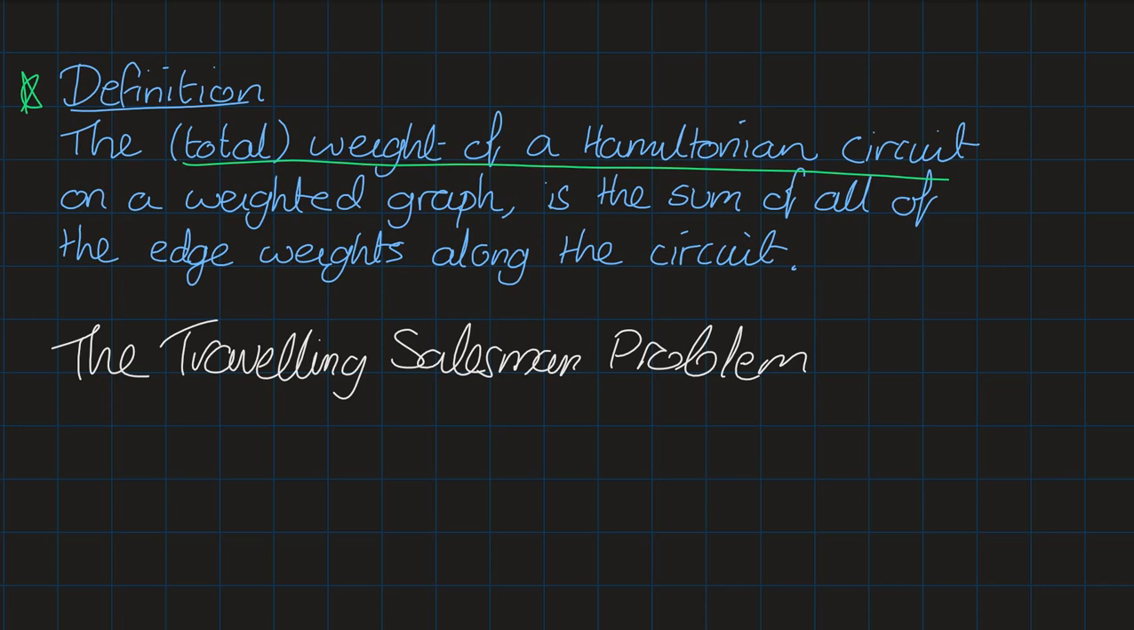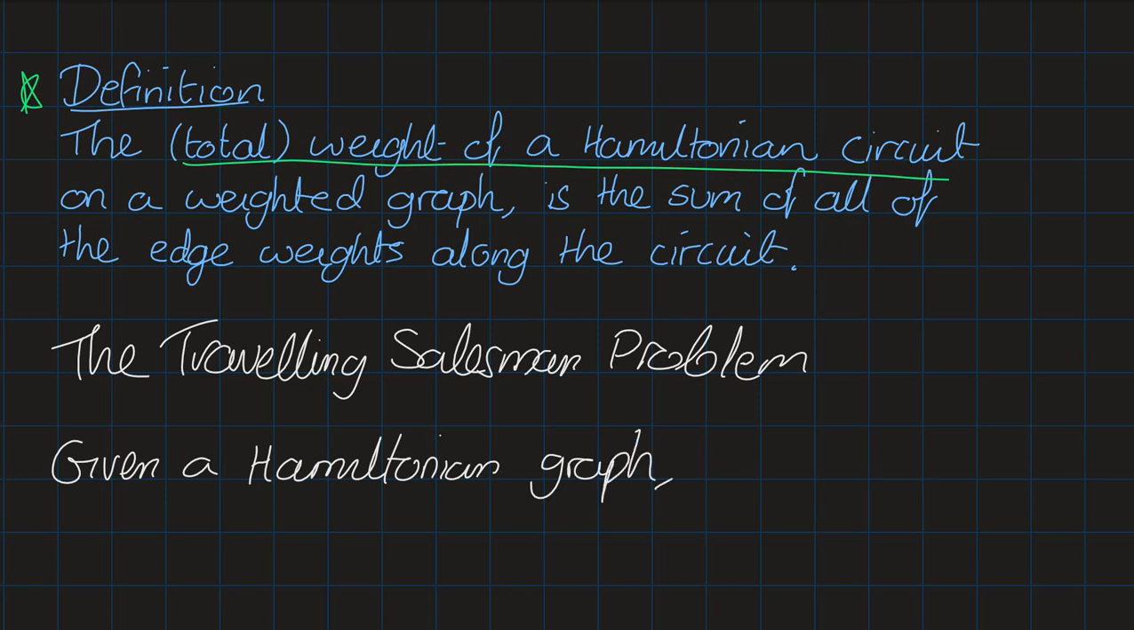So you want to minimize the total length of the journey, and you don't want to visit any town more than once. Okay? So to translate that into graph theory language, what you say is you want to find the minimum weight, the minimum length Hamiltonian circuit. Or, given a Hamiltonian graph, so a graph which has a Hamiltonian circuit, find the shortest Hamiltonian circuit.